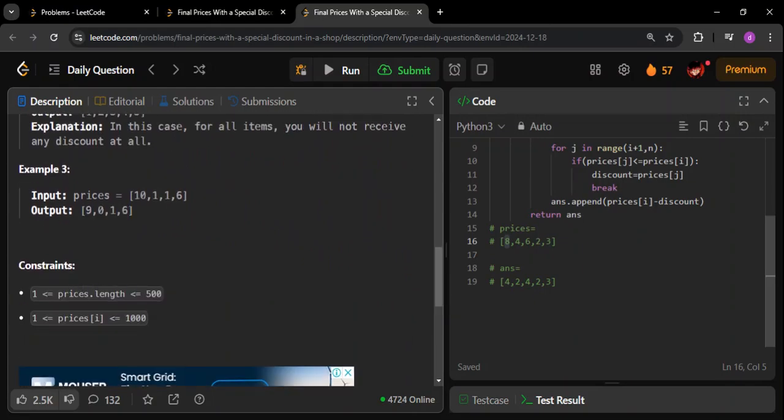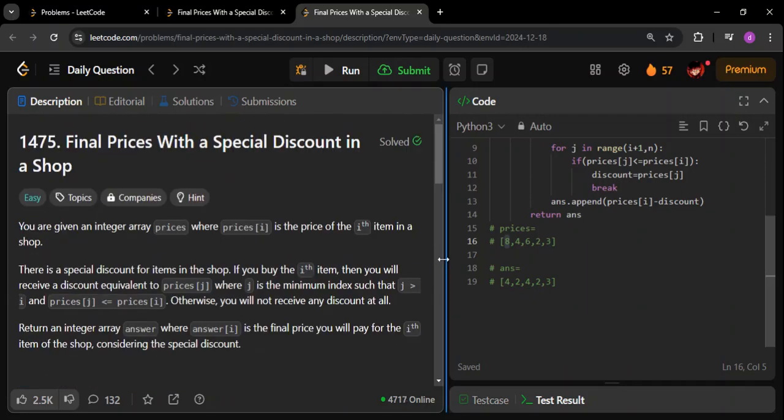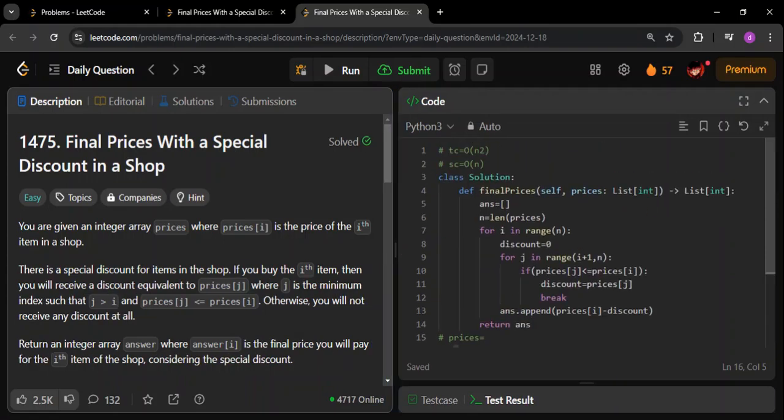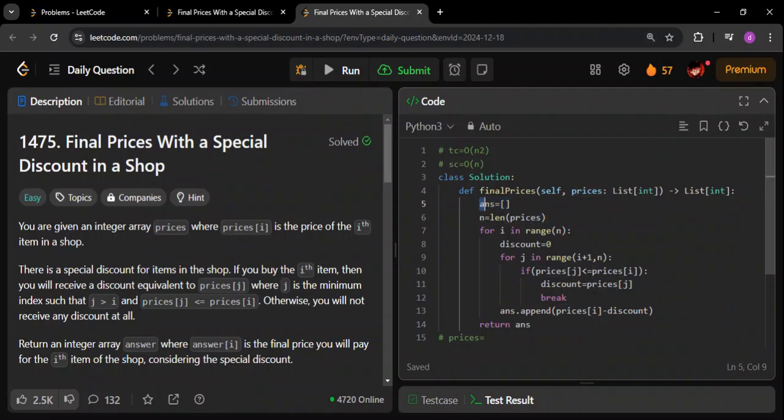If you see the constraints, these are very basic constraints. You can solve this using brute force. So first we'll see the brute force solution and then we'll go for the optimal solution. So what is the brute force solution going to be? First, create the answer. Let me zoom in. Yeah, this size is better.